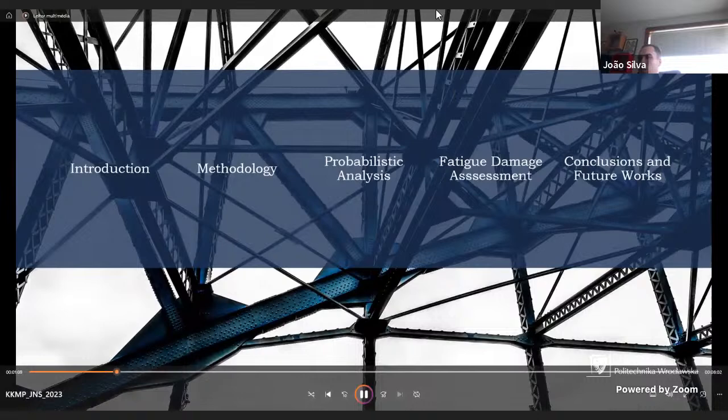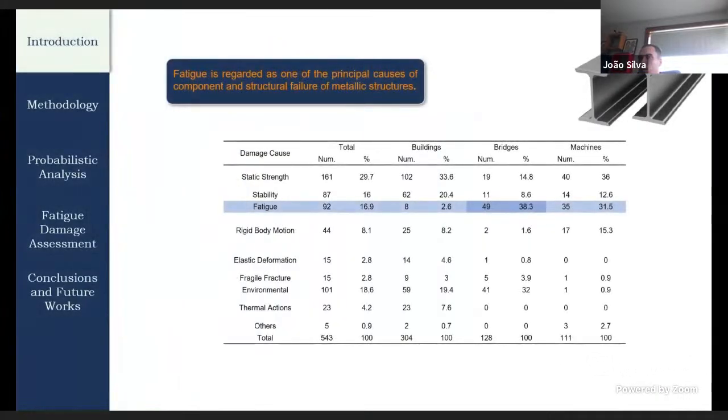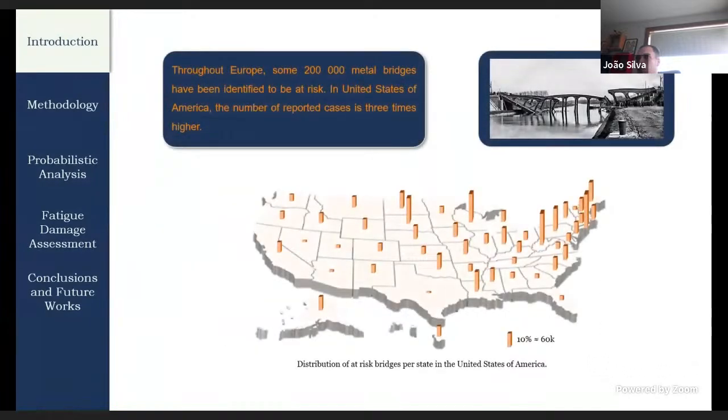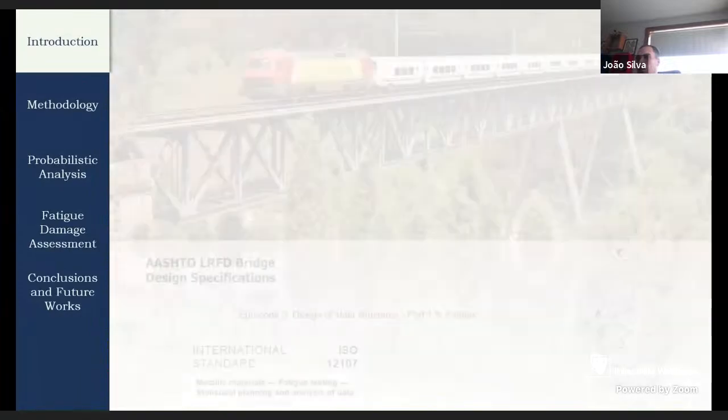So, as we all know, fatigue is regarded as one of the principal causes of component and structural failure of metallic structures. And by looking at this table, fatigue is the damage with the highest number of failure causes in metallic bridges, followed by environmental causes that can also influence the fatigue effect in the structure. Some 200,000 metal bridges have been identified in Europe, and in the USA, the number of reported cases is 3 times higher. At the bottom, you can see a graphic of the distribution of at-risk bridges per state in the USA.